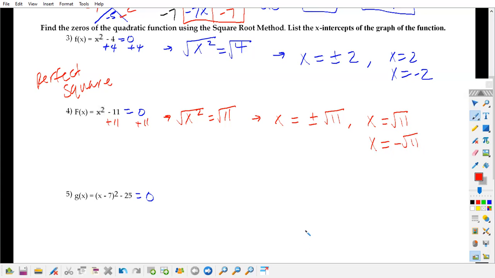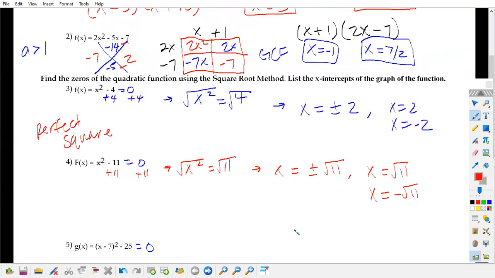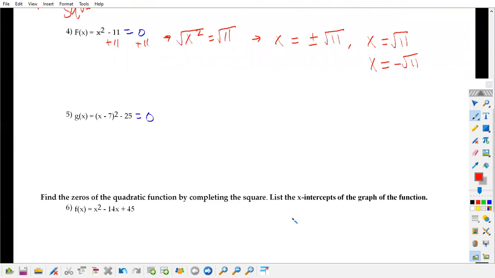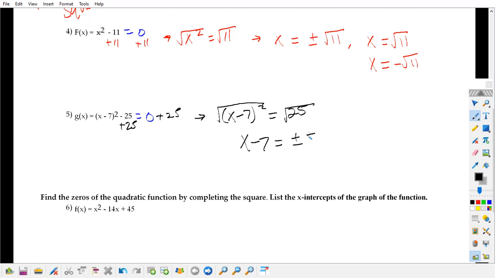Okay, the last one is in vertex form. So in vertex form down here, we're going to add 25 because we're undoing, working our way to get x by itself. So that's x minus 7 squared equals 25. Then we're going to take the square root. And we're left with x minus 7 equals ± 5. Because the square root of 25 is positive or negative 5.